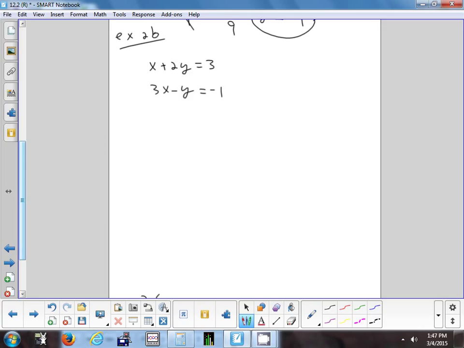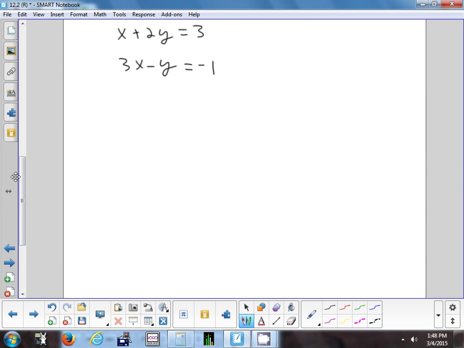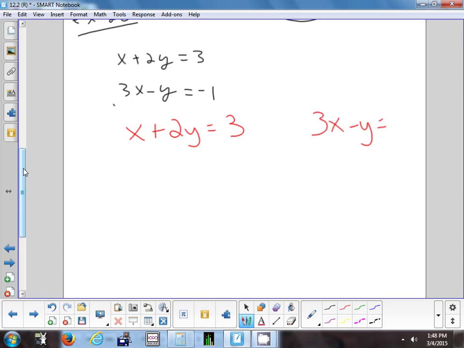Now, guys, understand that if you want to, and I'm not saying that you have to, you can split these. So rather than write them on top of each other, you can write them side by side. I'm going to use a different color. I'm going to write x plus 2y equals 3, and 3x minus y equals negative 1. Same exact thing, except rather than written on top of each other, they're written side by side.